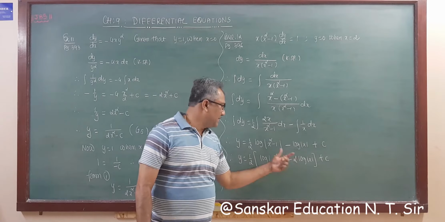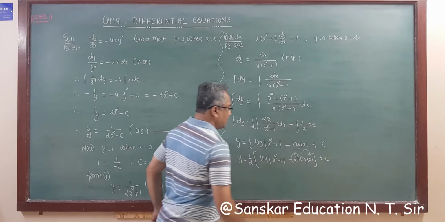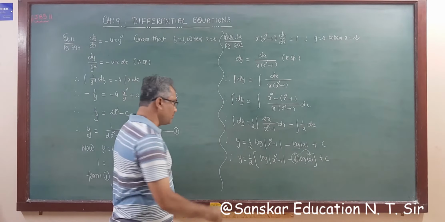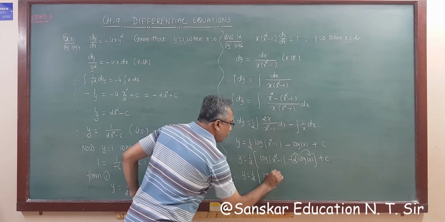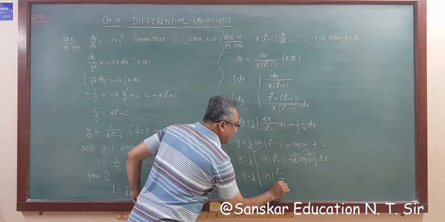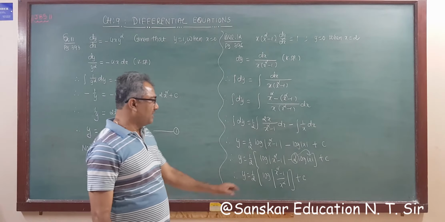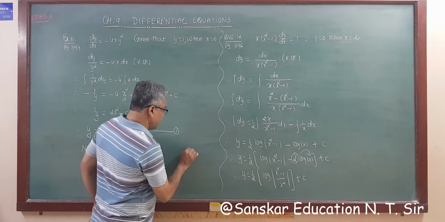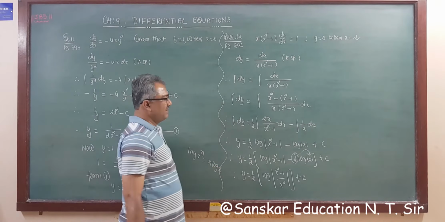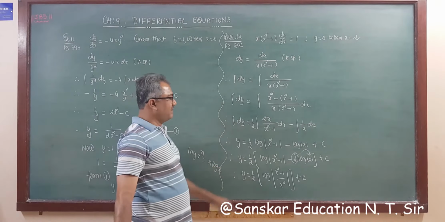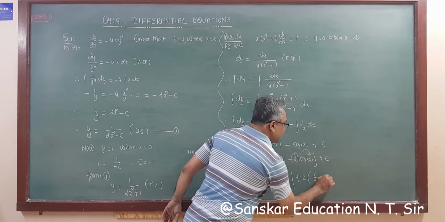Now applying the log formula, log a minus log b is log a upon b, and taking 2 to the power, applying the log x raised to n formula, the power rule also. So we get y is equal to 1 upon 2 log mod x square minus 1 upon x square and plus c. Got it? What we did here: we applied the formula log x raised to n is equal to n log x and then log a minus log b is log a upon b. So this is your general solution. So this is the required general solution.